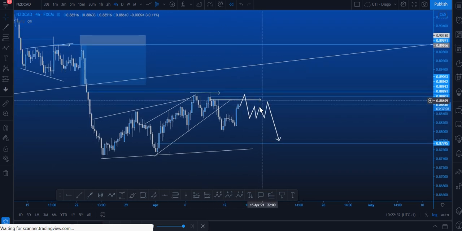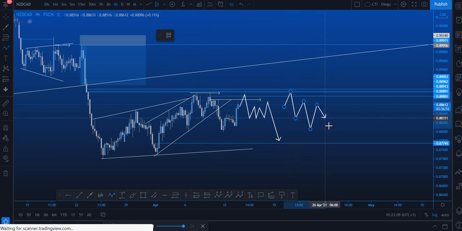So either this entry here, or we could get a rejection of this level, a drop. Maybe we won't get the equal highs and we might just get a breakout structure. If we get a breakout structure, then I look to get involved on either an unfilled liquidity level here or just above here, and then a continuation to the downside. So this is when you need to wait for confirmation. So that's plan A, there's plan B.